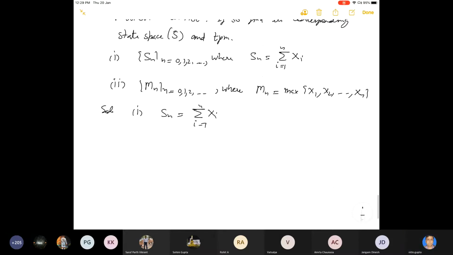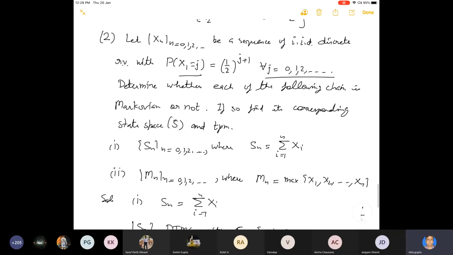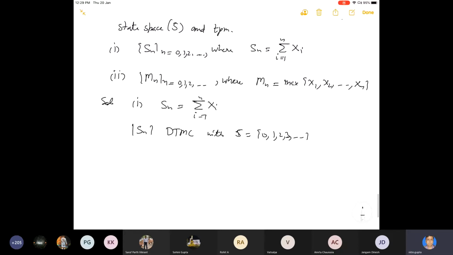So Sn is a discrete time Markov chain with state space 0, 1, 2, 3 and so on, because x1, x2, x3, all of them can take value 0, 1, 2, 3. So their summation will also take the value 0, 1, 2, 3 and so on. So that will be the state space.